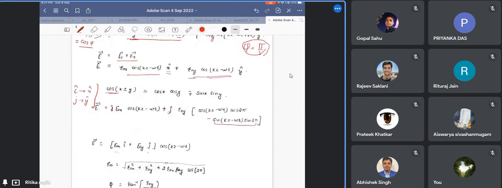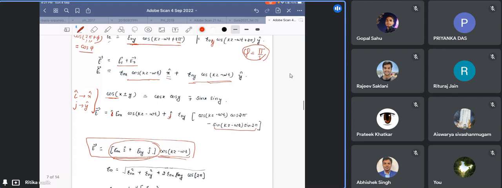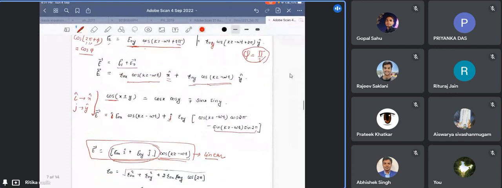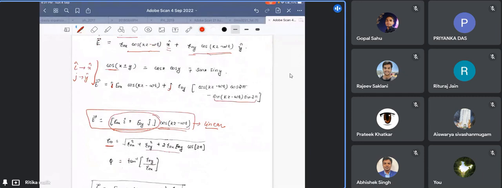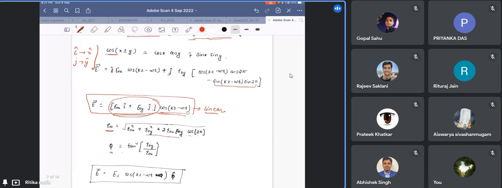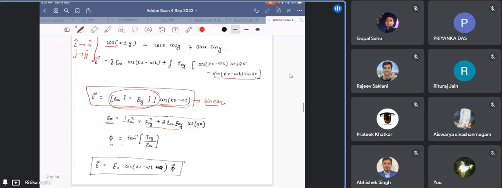So the final electric field is E0 x in the I cap direction, E0 y in the j cap direction, times cos(kz minus omega t). Your final electric field has an amplitude which depends on this vector sum, but the cos(kz minus omega t) form corresponds to linear polarization. So if you take two components of electric field in the x and y directions, and both have cosine components, it will lead to linear polarization with the resultant amplitude given by this vector sum. You can calculate it from here. Cos 2 pi is 1. And the resultant angle that this linear polarization makes with the x and y axes is given by tan inverse of E0 y by E0 x.